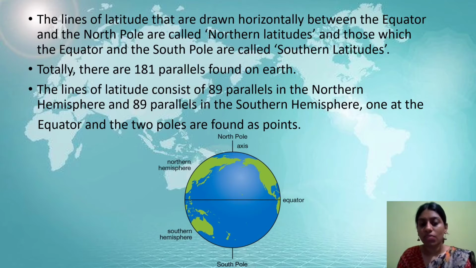So totally there are 181 parallels found on Earth. It means just like the equator line, there are 181 lines found on the globe. In the northern hemisphere there are 89 lines or parallels, and in the southern hemisphere there are 89 lines. Then there are two poles, that is the North Pole and South Pole, and the equator. So totally there are 181 parallels found on Earth.